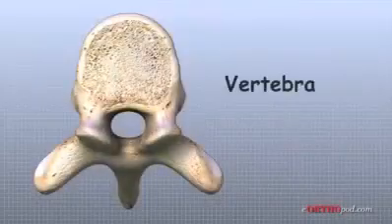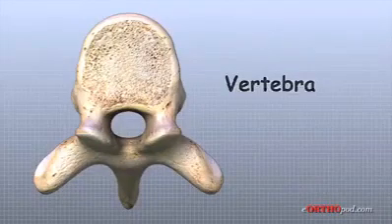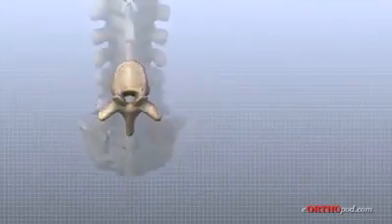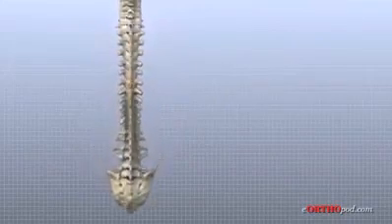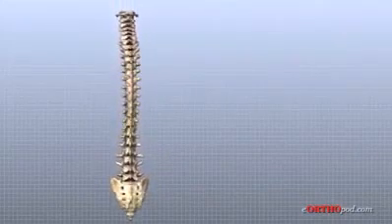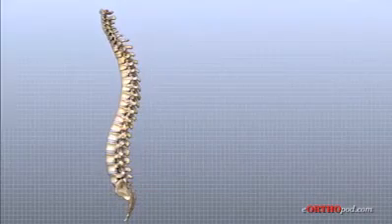The human spine is made up of 24 spinal bones called vertebrae. The vertebrae are stacked on top of one another to create the spinal column. The spinal column gives the body its main upright support. From the side, the spine forms three curves.